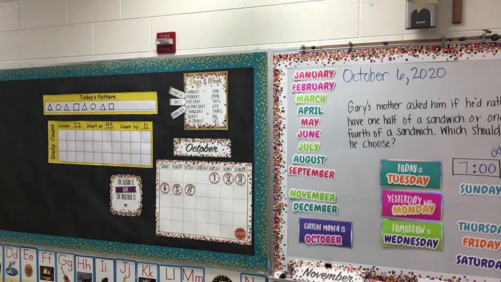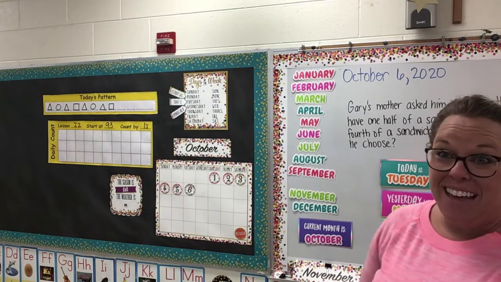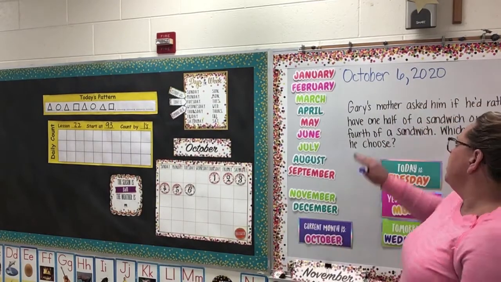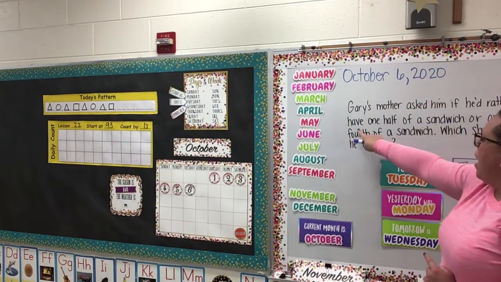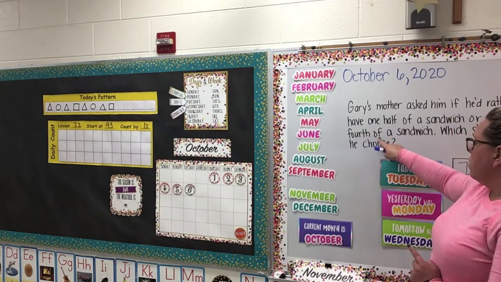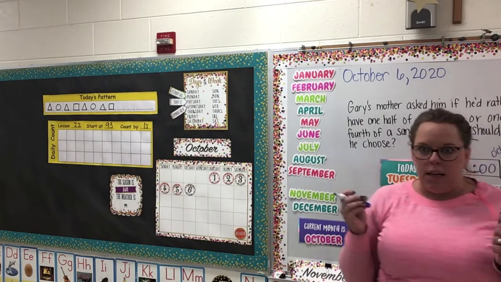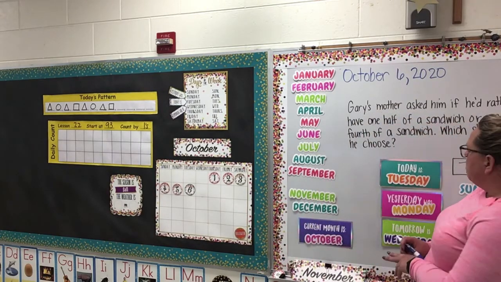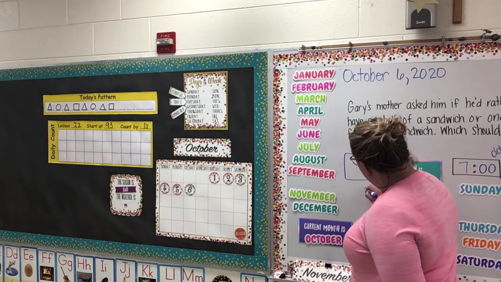Okay? Now, I actually want to get to the problem of the day right away. So you can just leave your sheet, sit to the side for a second, and let's look at the problem of the day. Gary's mother asked him if he'd rather have 1/2 of a sandwich or 1/4 of a sandwich. Which should he choose? He's really hungry. He's not just looking for like a teeny tiny little bite of something. He's hungry. So if he's choosing, here's our bread for our sandwich.